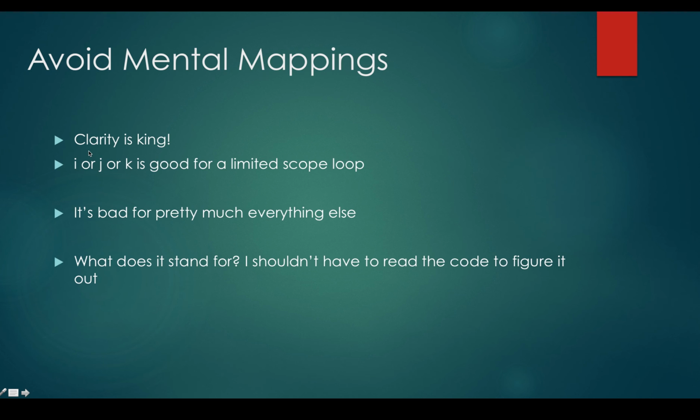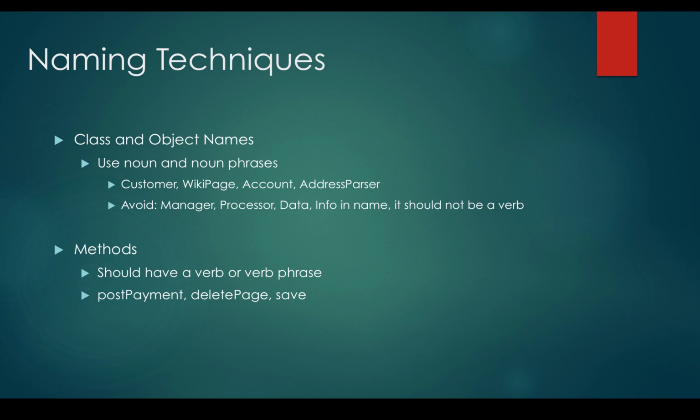Yes, I can write a program, yes, I can mentally map all my variables and understand what they are. That _d is really the object that represents the current date time. But anybody else that comes along and reads that, they're not going to know that. They're going to have to read the code to figure it out, and we're trying to save on the maintenance and on people having to do that. And so we want our code to be clear. Clarity is king. I, J, or K is good for a limited scope. It's good for a loop, but it's typically not good for any other variables. Ask yourself, what does it stand for, and do I have to read the code to figure out what it means, what this variable's purpose is in life?